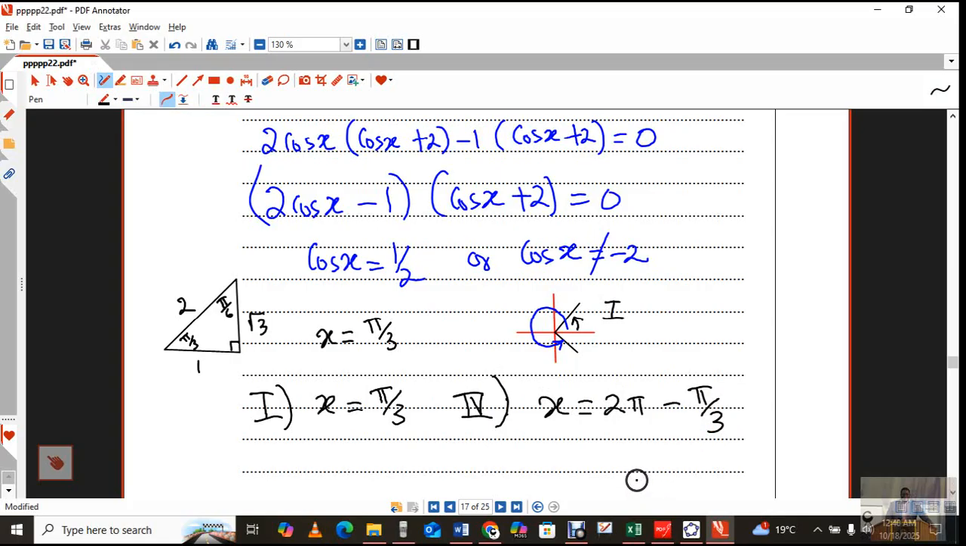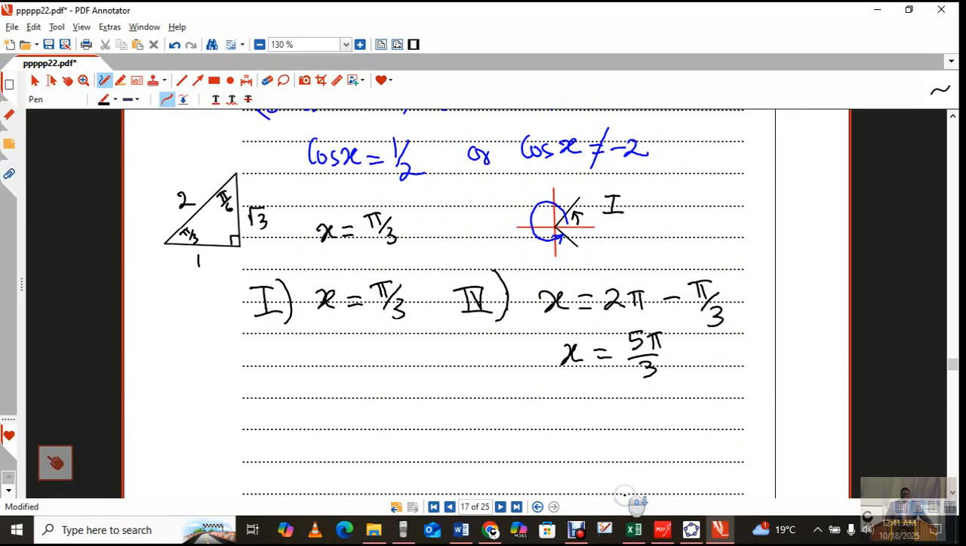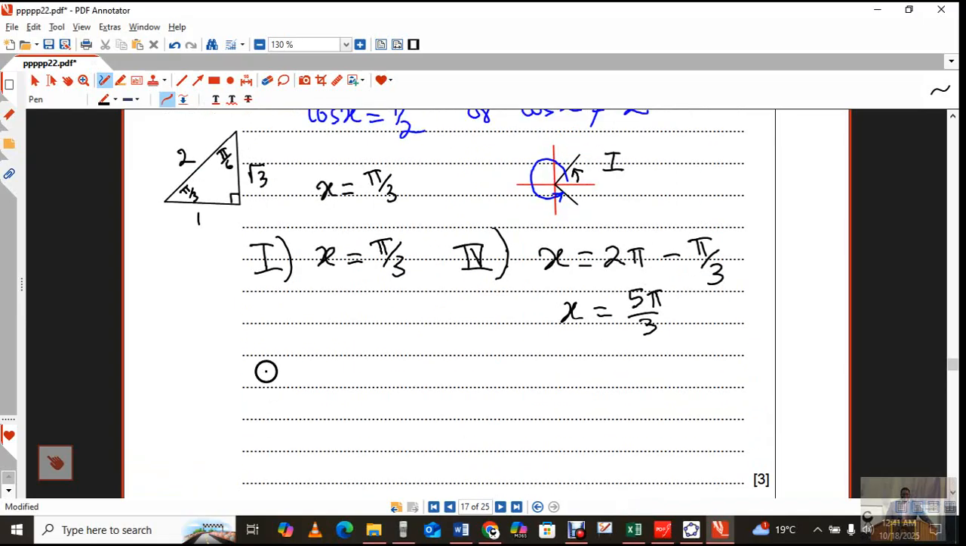Okay, and if you do this, you are going to get that x equals 6 pi over 3 minus 1 pi over 3, that is 5 pi over 3. So the two solutions are therefore x equals pi over 3 or x equals 5 pi over 3.